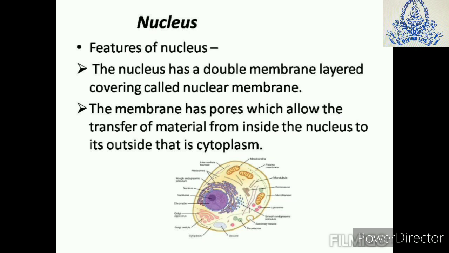Now, the nucleus is covered by a double membrane structure which is known as the nuclear membrane. See the picture given below, the nucleus has a covering, and that covering is said to be what? Nuclear membrane. Now, this nuclear membrane has pore-like structures on its surface. Pore-like structure means small holes. Here, it is easy for the transfer of material from the nucleus to its outside, that is the cytoplasm. Now, what is cytoplasm? Cytoplasm is nothing but the fluid content of the cell that we are going to study later on.